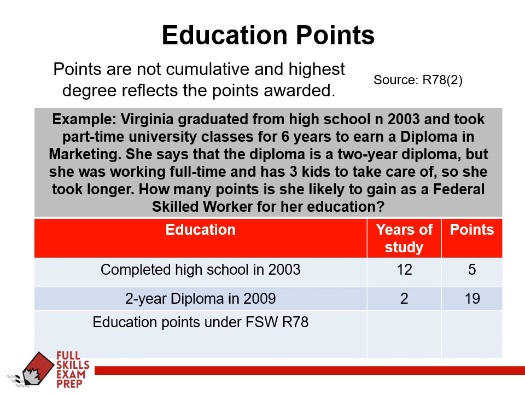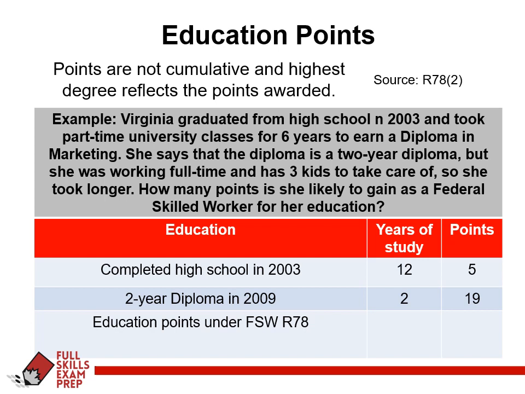Now, as we move on to that diploma, this is a 2-year diploma. If it took her 20 years to get, that's perfectly fine. But remember, it's the hours of the diploma or the time of the diploma itself, not the amount of time that the person took to gain that diploma.